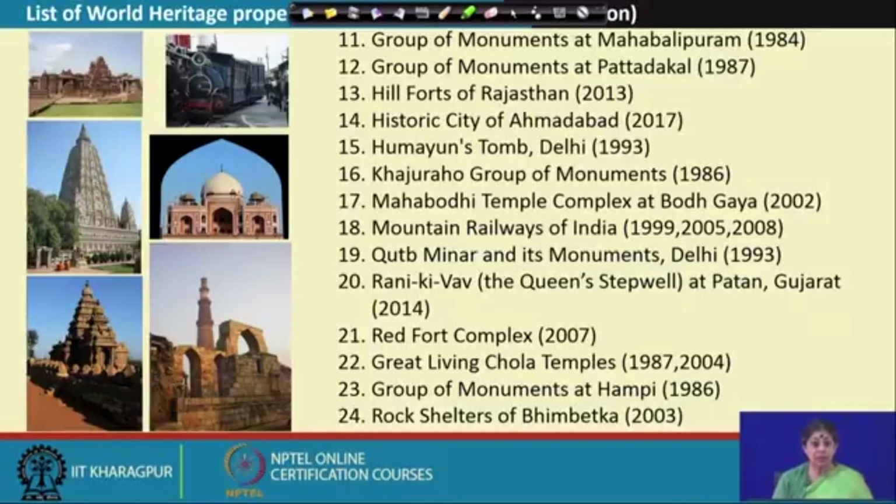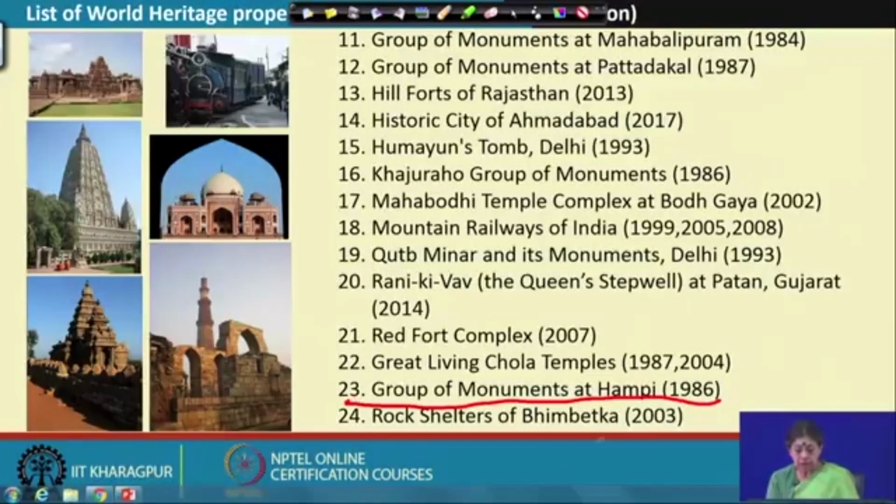Red Fort Complex was inscribed only in 2007, and there are also not singular sites, like the group of monuments in Hampi, which was done in 1986. There are rock shelters. So, you can see that there are varied types of structures and cultural heritage sites, which are either individually, independently, or as a group being inscribed in the World Heritage Sites. And I will talk about this sometime later also.